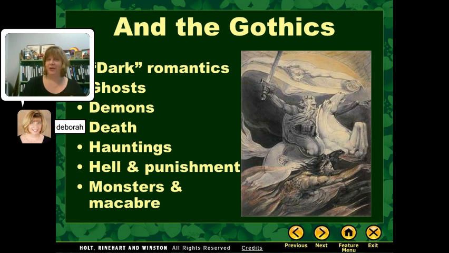And then you have the dark side, or what we sometimes refer to as the Gothics, the dark romantics. And in this type of literature, you're going to see ghosts and ghost stories, demons, concerns about death, hauntings, hell and punishment, the monsters and macabre kind of world. This is why when we talk about things like Edgar Allan Poe and say he's a romantic author, we're talking again about this literary sensibility of romanticism, not about writing about people who go on dates and end up getting married and that kind of romance. So you can have this romantic time period with this emphasis on a supernatural format that can take this kind of dark and ghostly form.